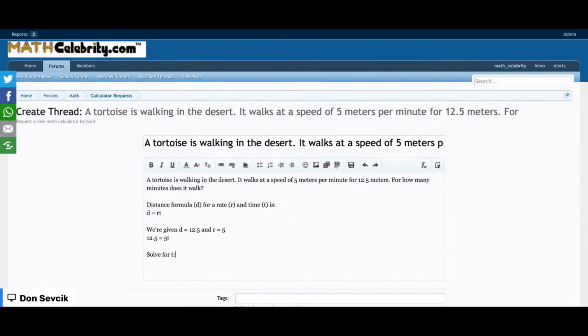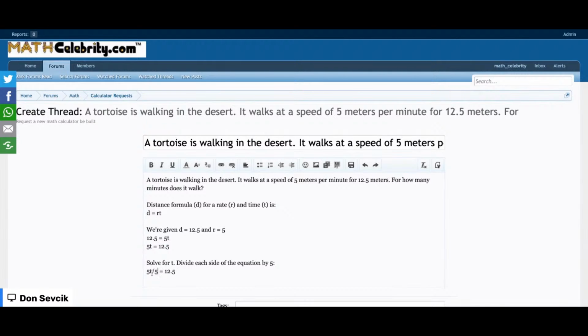Solve for T. Well, if I divide each side of the equation by 5. So first thing I'm going to do here, I'm going to reverse this. Why? Because I like my variable on the left side. These two things are exactly the same, but since we read left to right, I like to have the variable like this. I'm going to drop this down here.